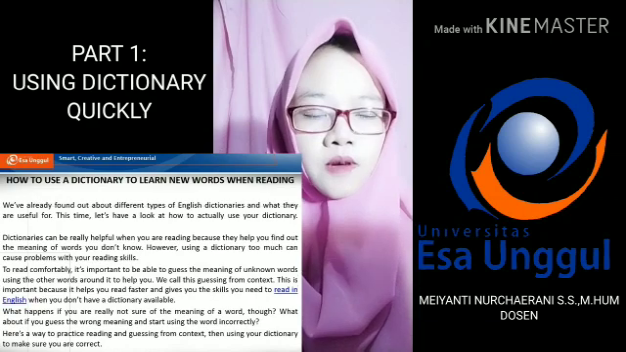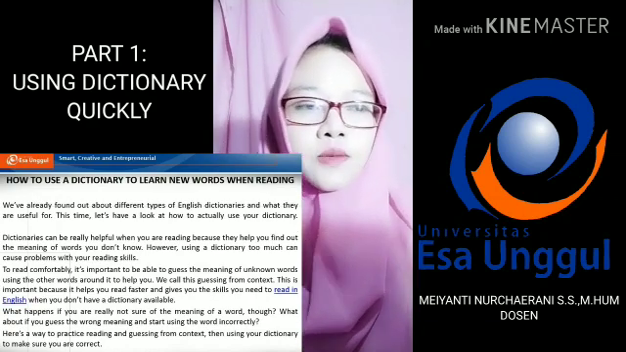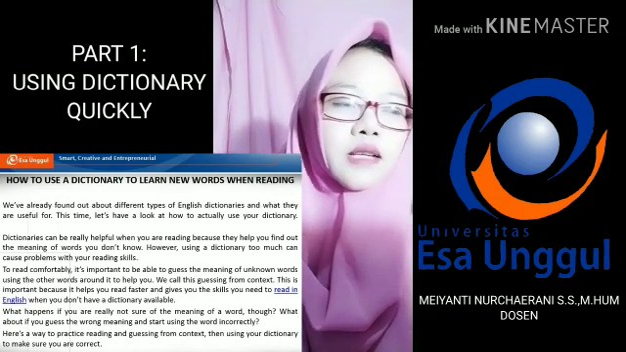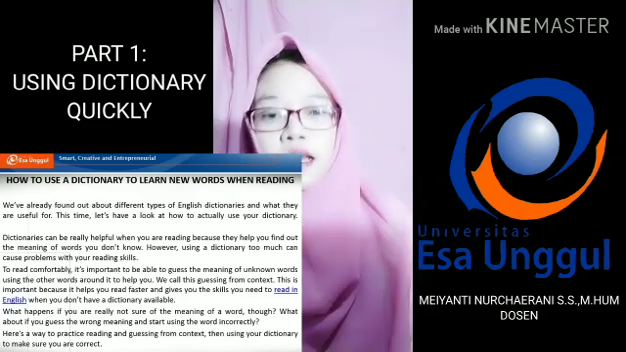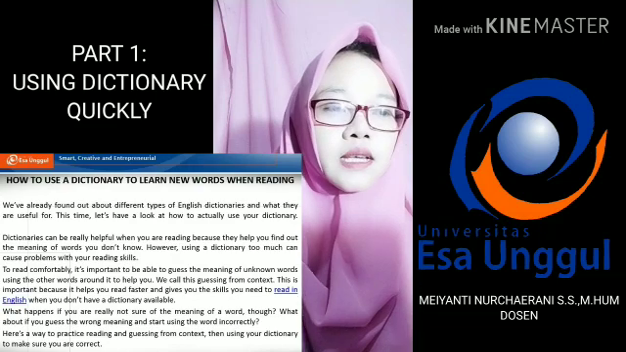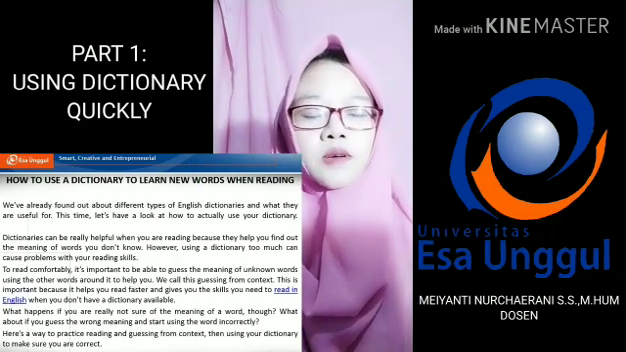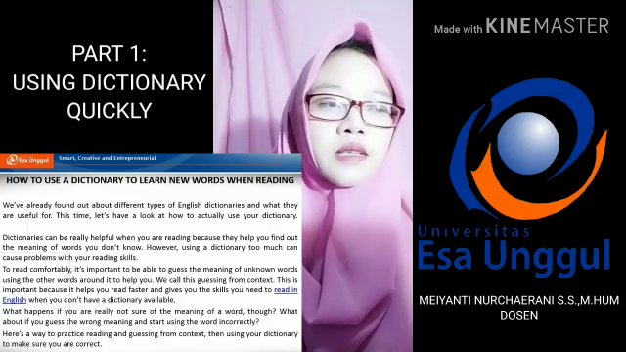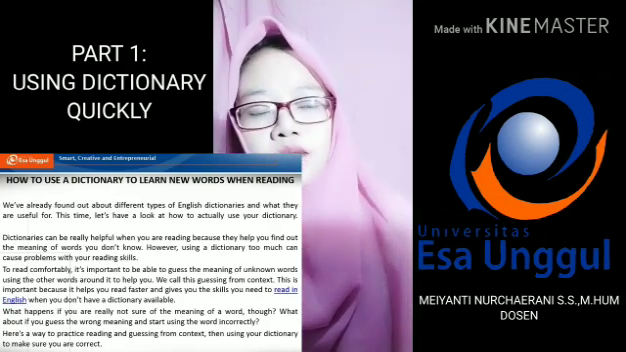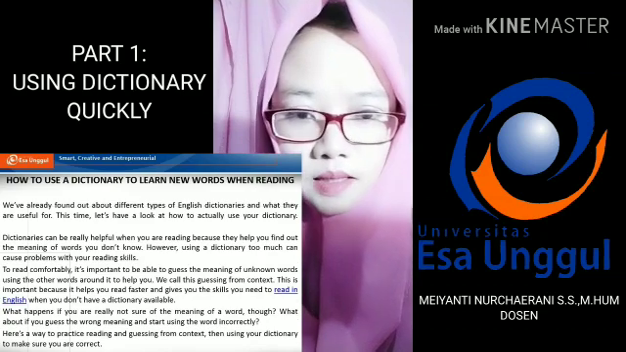To read comfortably, it's important to be able to guess the meaning of unknown words using the other words around it to help you. We call this guessing from context. This is important because it helps you read faster and gives you the skill you need to read in English when you don't have a dictionary available.